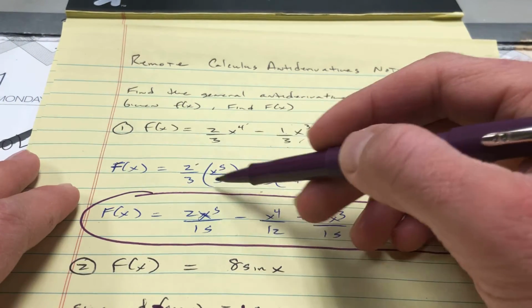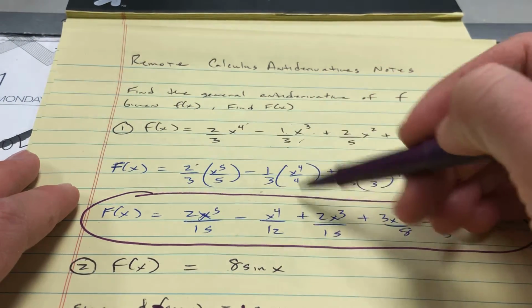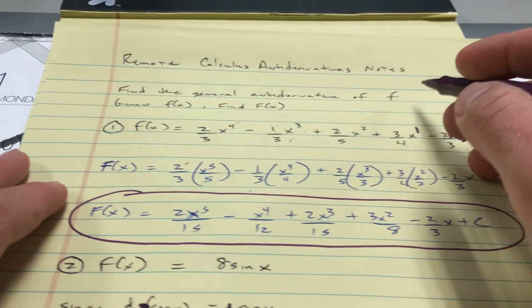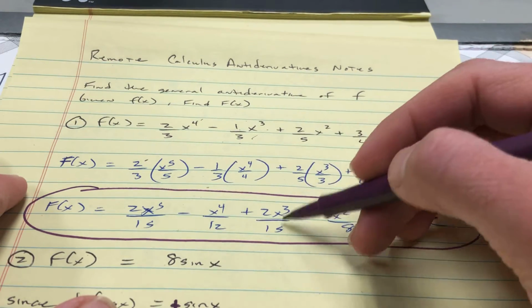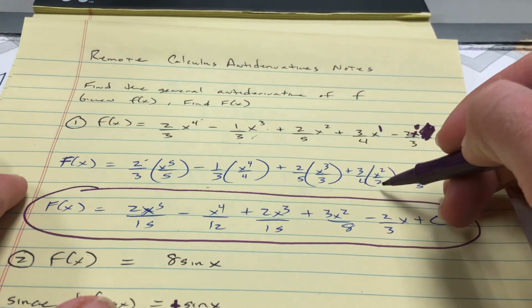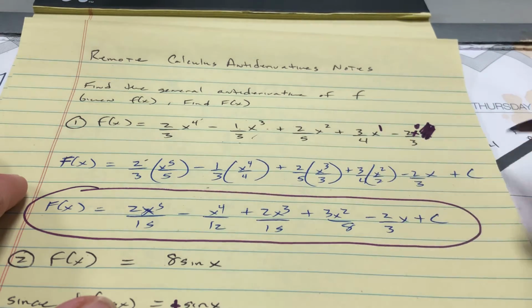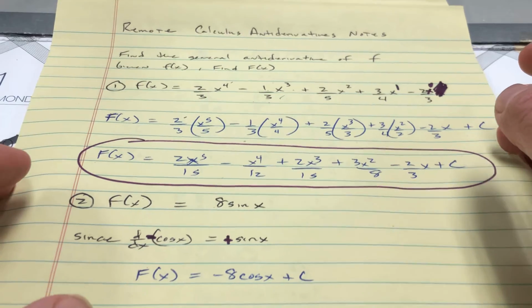All right, 3 times 5 is 15, minus 1/3 times 1/4 is 1/12, plus 2/5 times 1/3 is 2 over 15 again, plus 3/4 times 1/2 is 3/8, minus 2/3, x plus c.